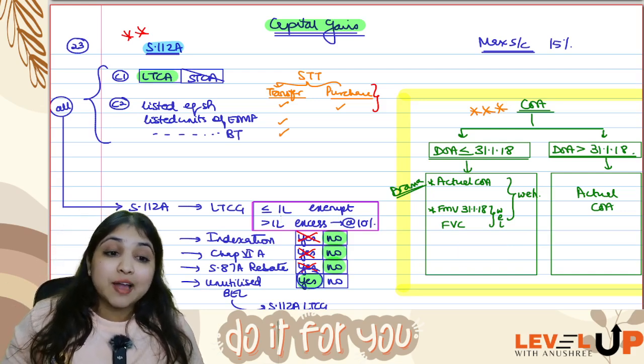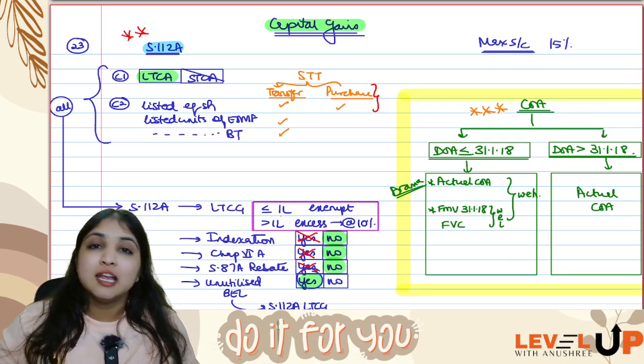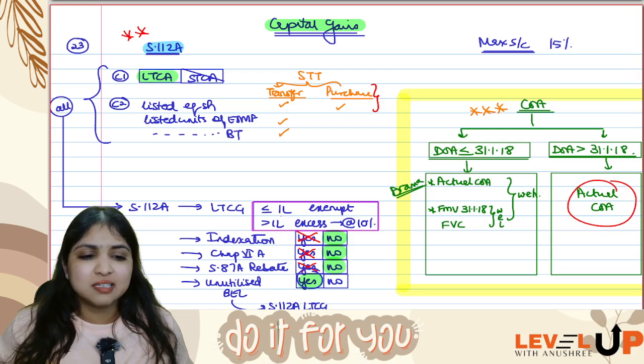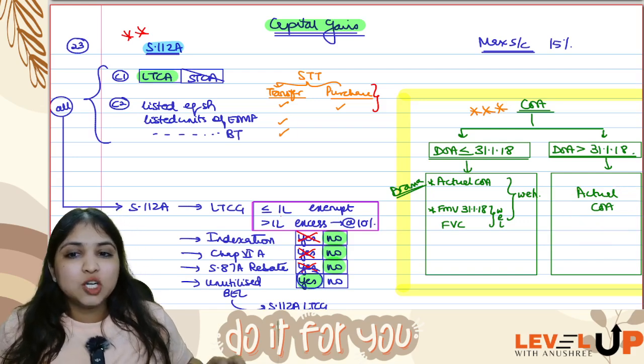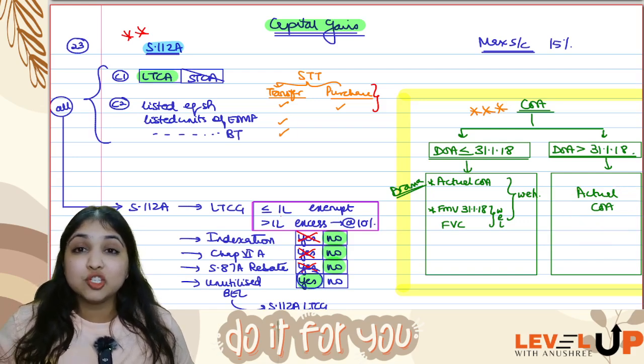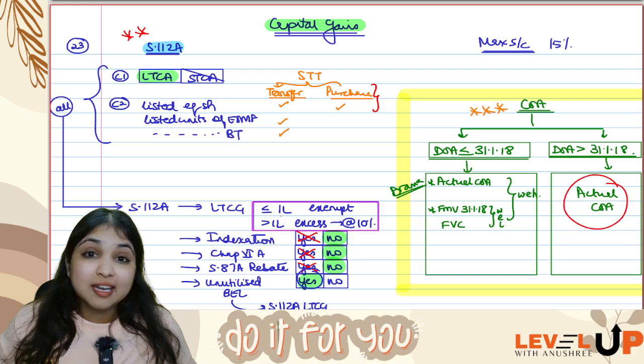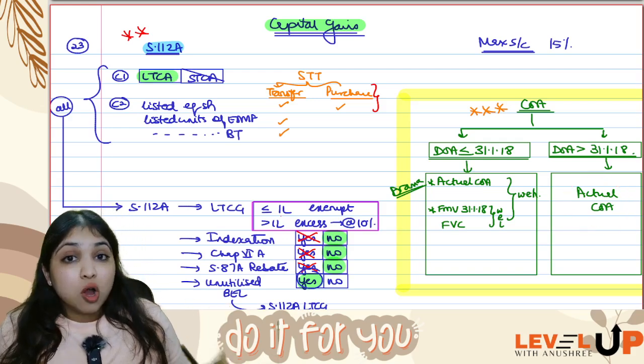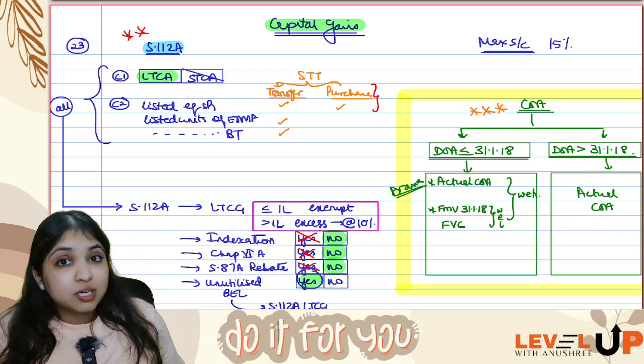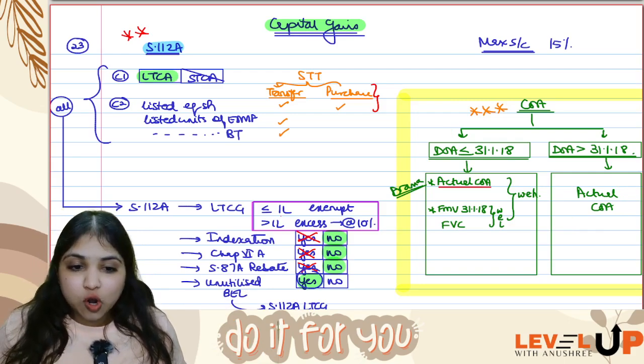Okay, but if the date of acquisition is after 31st Jan 18, you will take the actual cost of acquisition as it is, no indexation. So 112A, no indexation. Cost of acquisition computation is different. If the date of acquisition is after 31st Jan 18, you can take the actual cost as it is. But if the date of acquisition is on or before 31st Jan 18, then you will see the actual cost of acquisition.